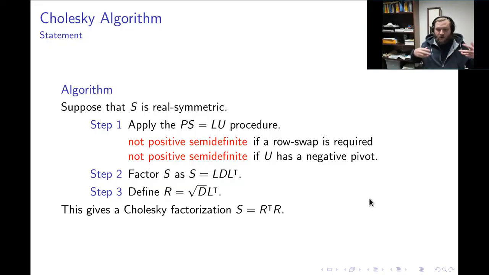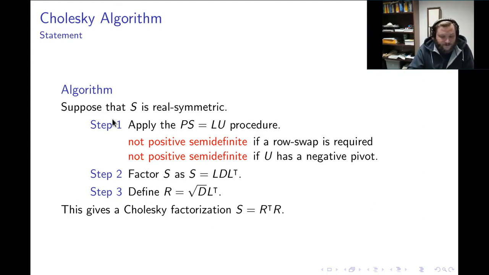Okay, so a Cholesky factorization is S equals the Gramian of R, where R is upper triangular with non-negative diagonal. So how do we produce such a factorization? Well, it turns out that this is intimately connected with the notion of an LDL transpose factorization. So let's see how to do it.